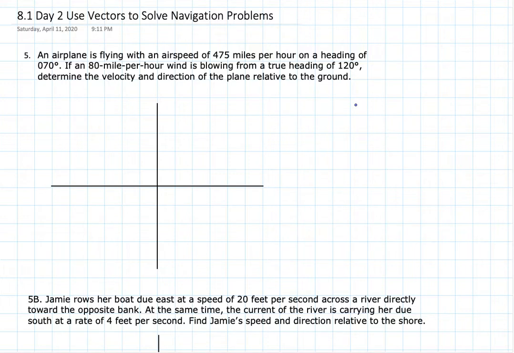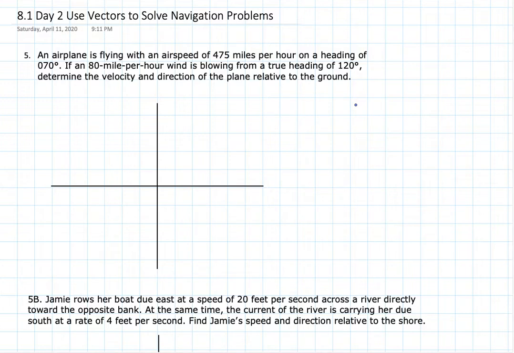An airplane is flying with an airspeed of 475 miles per hour on a heading of 70 degrees. If an 80 mile per hour wind is blowing from a true heading of 120 degrees, determine the velocity and direction of the plane relative to the ground.